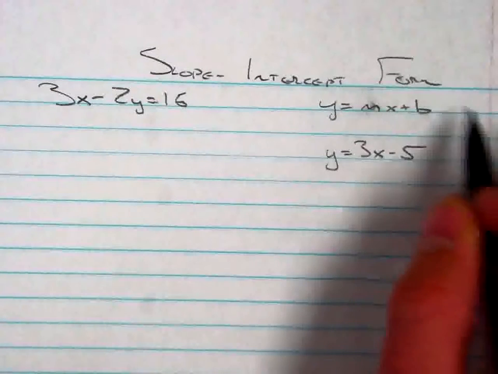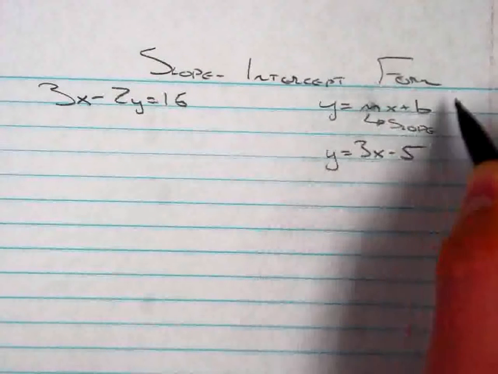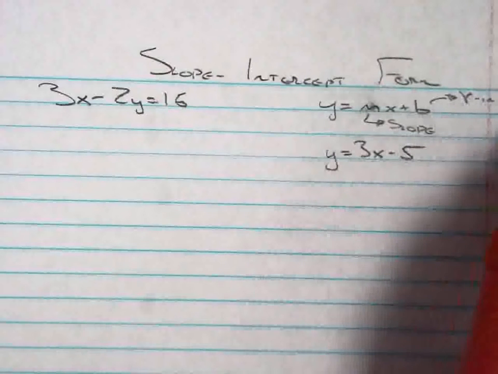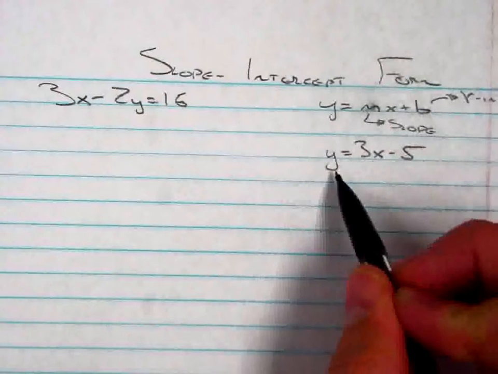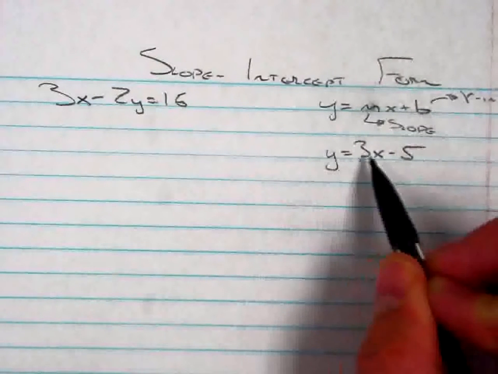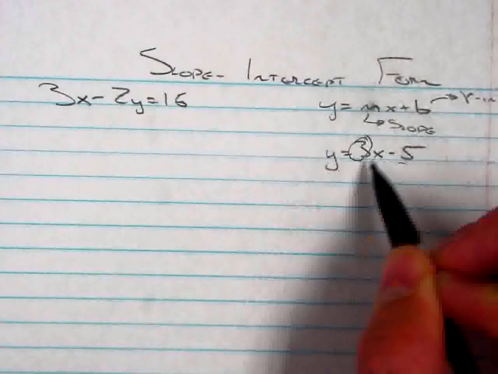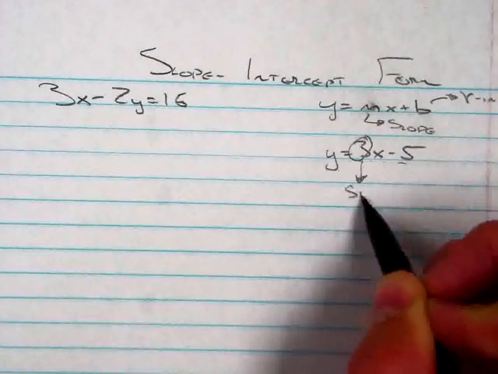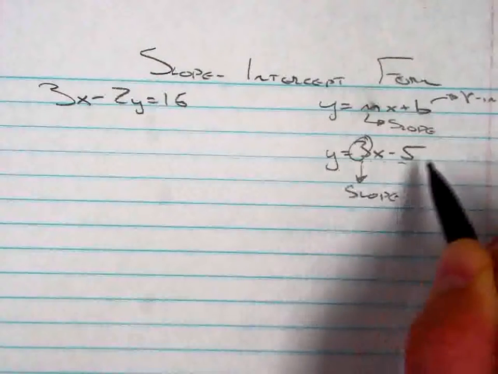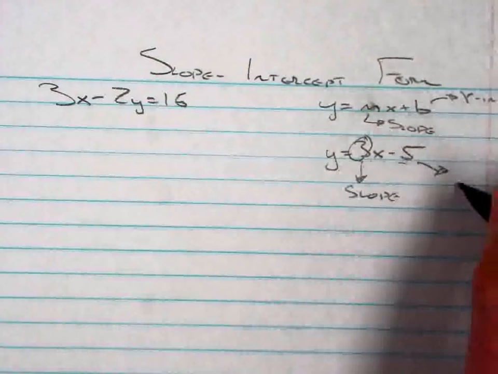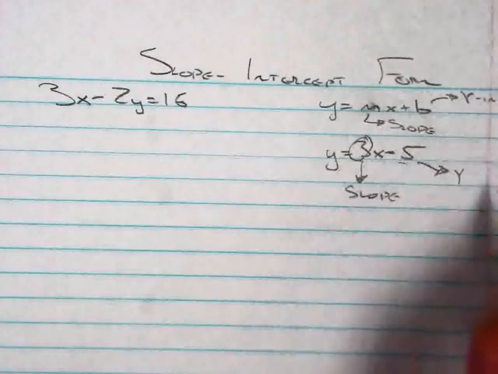plus b, where m is your slope and b is your y-intercept, or in other words, where the graph crosses the y-axis. So, for example, if I have the equation y equals 3x plus 5, I know that 3 is my slope and that this graph crosses the y-axis at negative 5.